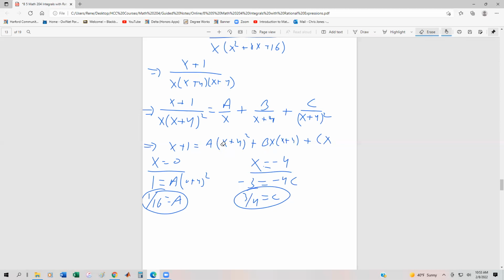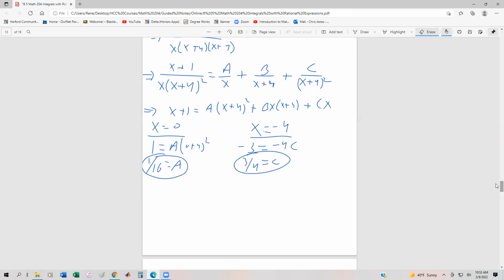However, unfortunately, we're going to have to substitute back in, and we're going to have to pick one last nice number to be able to work with this. So now when we substitute for A and C, we're going to wind up with x plus 1 is equal to 1/16 times (x plus 4) squared. All right, we really don't like that. We still have Bx(x plus 4), and then we're going to have 3/4 x for C.